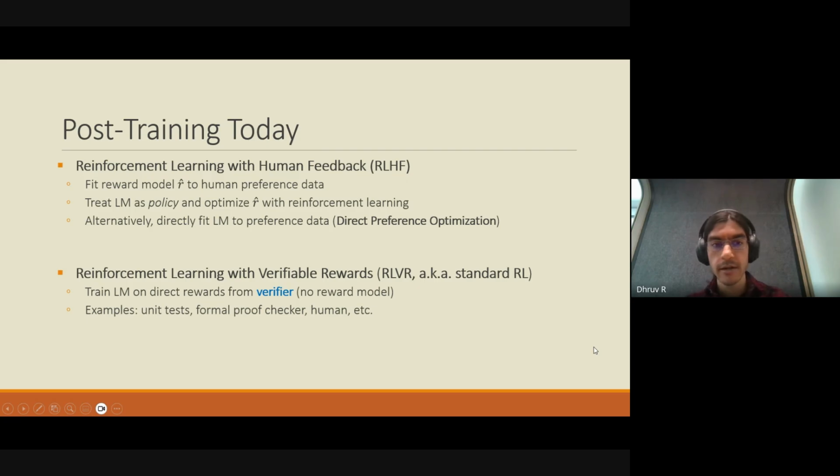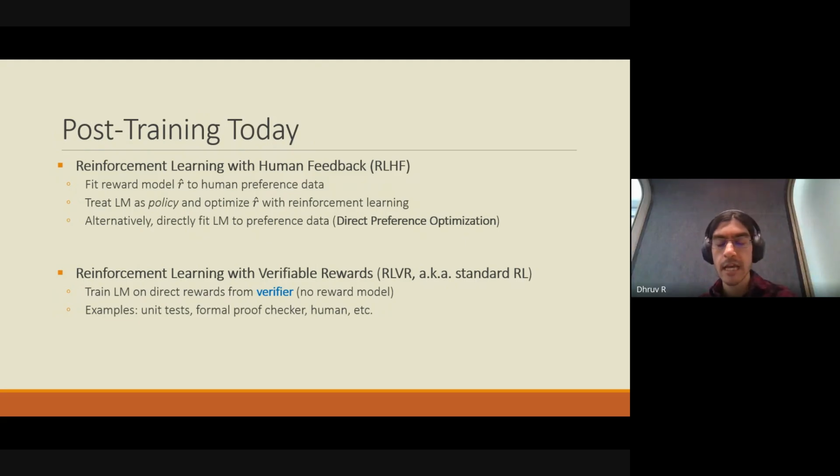The second paradigm, which I'll be more concerned with today, is reinforcement learning with verifiable rewards, which just means that you have some direct rewards from some verifier. You don't need to train a reward model. And these are numerical rewards. These are not some sort of preference rewards.